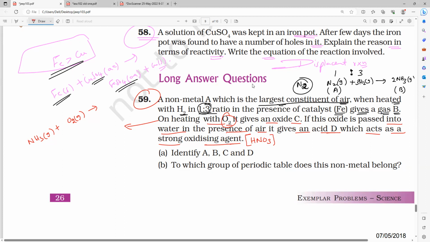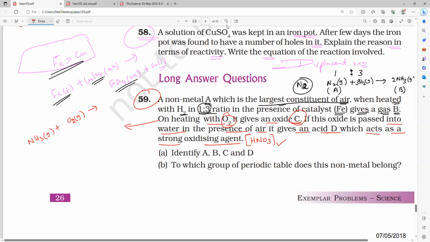Even though I don't know C, I identified D. Am I right or wrong? Everybody? You understand what I'm saying? That is the knowledge you must have. Otherwise, it is not at all going to happen. Impossible to answer this one.